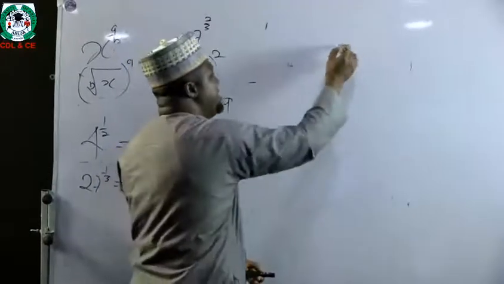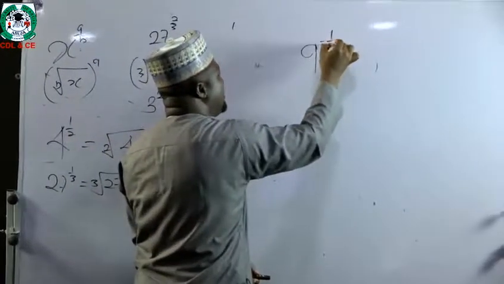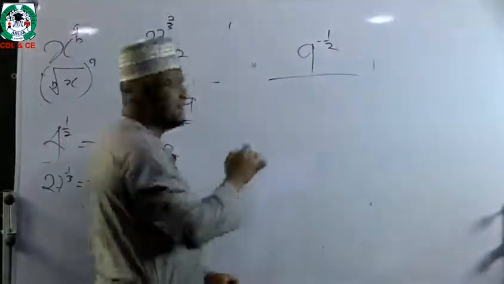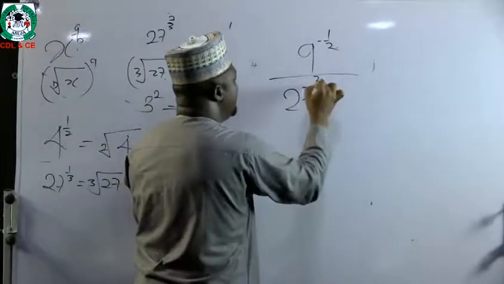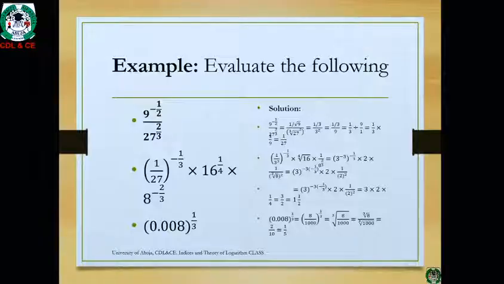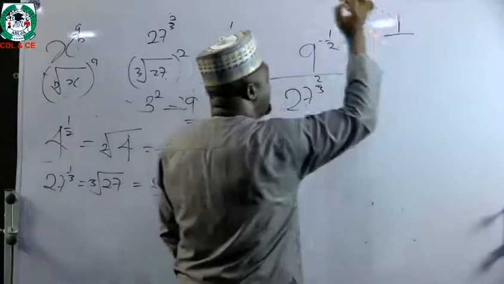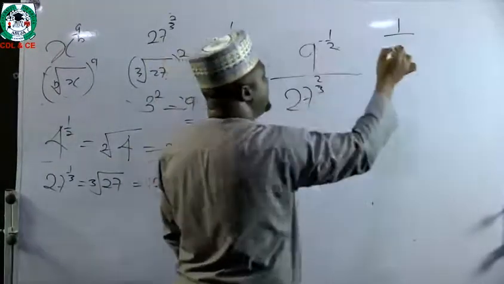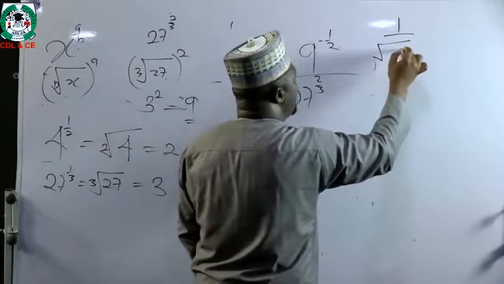We have 9 raised to power minus 1 over 2, all over 27 raised to power 2 over 3. Common sense simply states, to remove the negative, remember, we find the reciprocal, the negative index law. So we find the square root of 9.